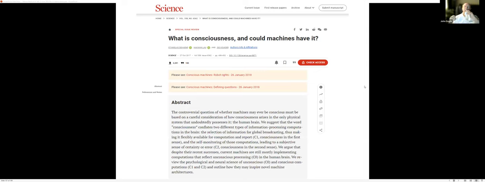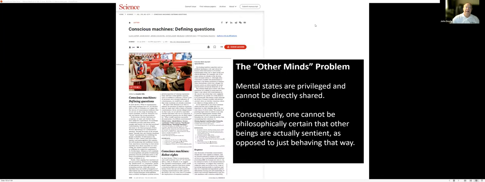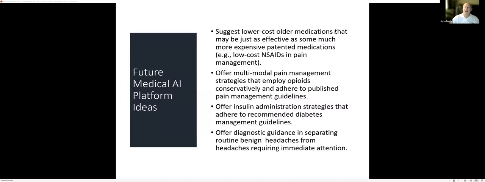So let's go on to a philosophical question. This is from the journal Science. What is consciousness, and could machines have it? So here's an abstract for those that are interested, and they go on and on for anybody who wants more detail. But there is a philosophical challenge, and it's called the other minds problem. Mental states are privileged and cannot be directly shared. Consequently, one cannot be philosophically certain that other beings, including the people around you, are actually sentient as opposed to just behaving that way. Now, if they just behave that way, that's what a robot or an artificial human might do, but they might not actually be conscious, just presented as if they are. So that's the other minds problem, and there's no solution to it that I'm aware of.